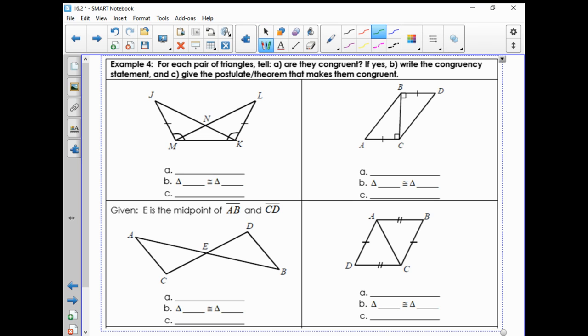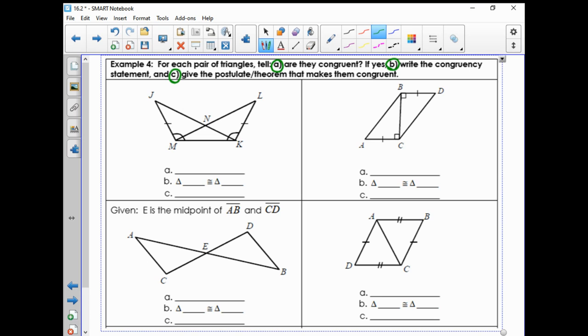All right, here's some examples. They're asking us, for each pair of these triangles, to tell A, first of all, are they congruent? So you got to tell them yes or no. If it's no, you're done. If they are yes, then you got to write the congruency statement, which was from last unit, and be able to tell us why they're congruent.